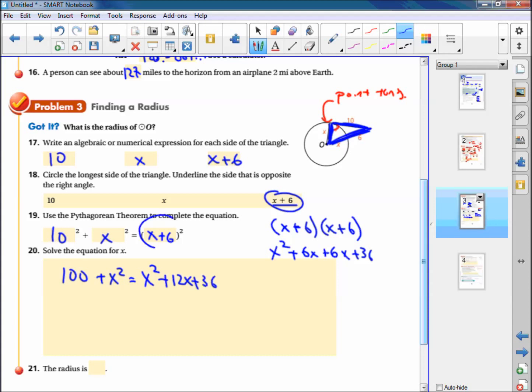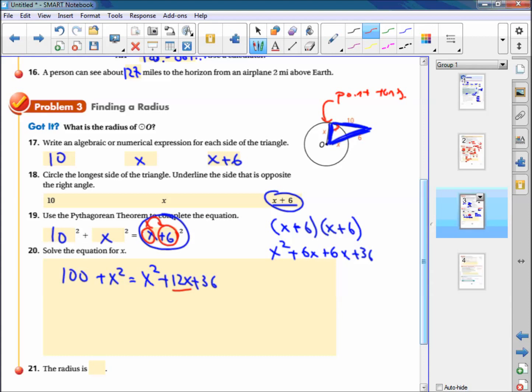You could do a shortcut on this one because it's a perfect square. So it says square the first term. That's where the X squared came from. Square the second term. That's where the 36 came from. Multiply your two terms together to get 6X and then double it to get 12X. Either way, you're going to get the same thing.